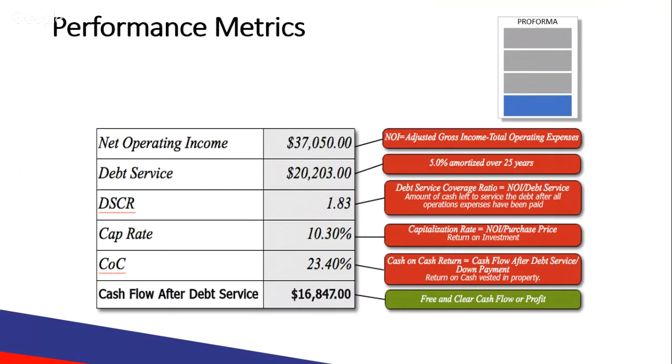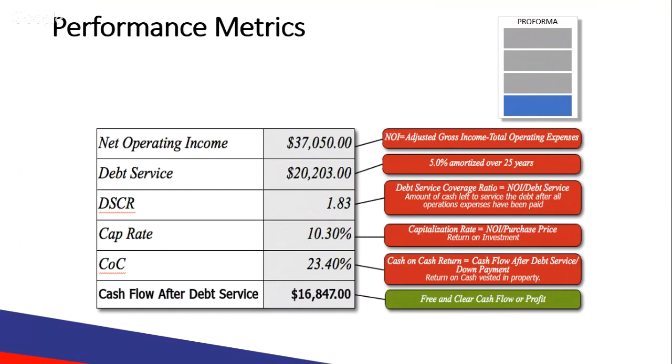There's 83 cents more, rather. For every dollar that comes in, there's 83 cents more left over after servicing the debt. So there's 83% more. You're in a secure position. The bank is typically looking at any debt service coverage ratio of 1.25 and greater.